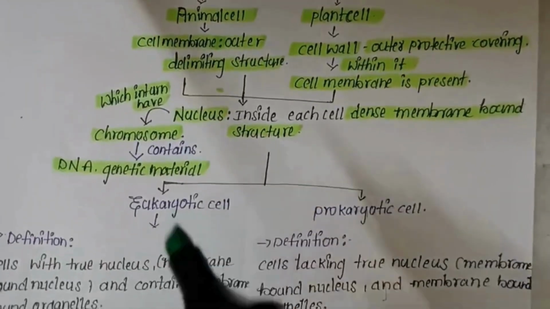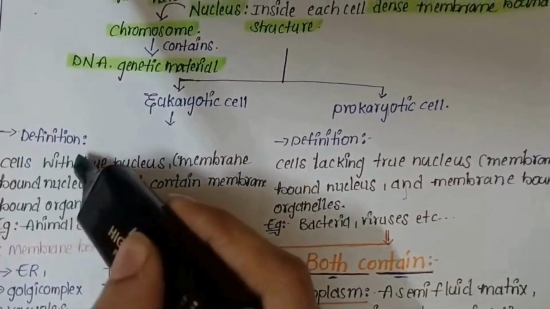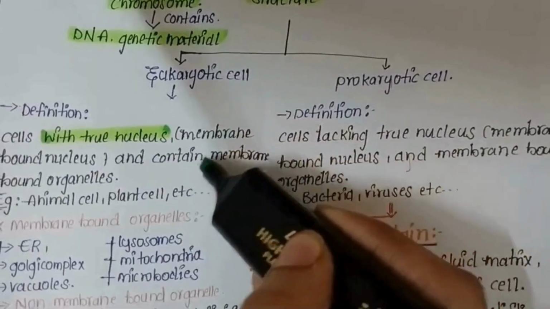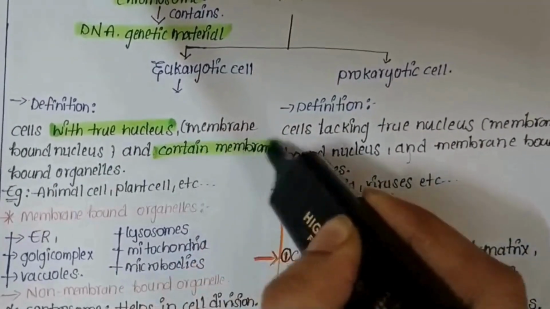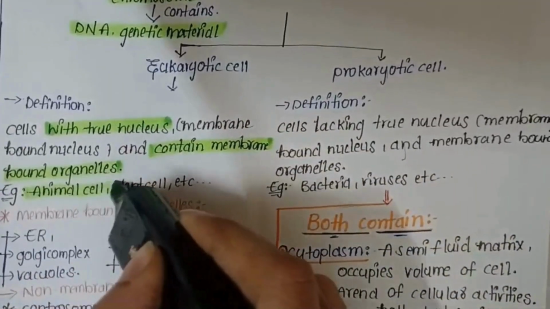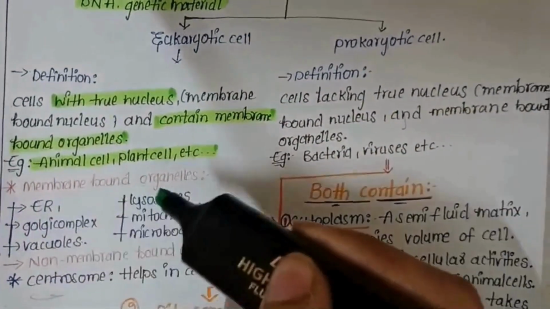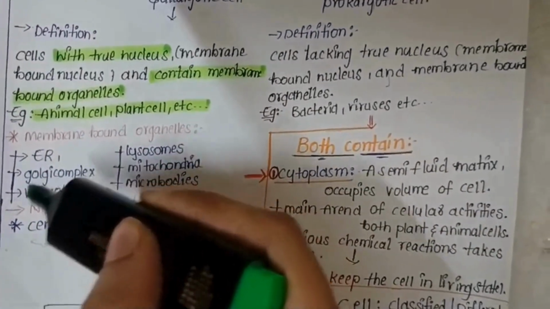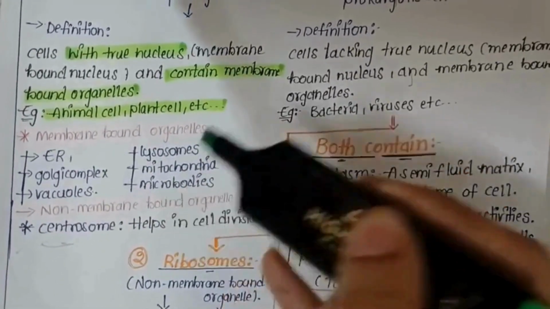Coming to eukaryotic cell, it is defined as the cells which have a true nucleus, which is a membrane-bound nucleus, and contain membrane-bound organelles in it. Examples of this: animal cell, plant cell, etc. It contains membrane-bound organelles called endoplasmic reticulum, Golgi complex, vacuoles, lysosomes, mitochondria, and microbodies.